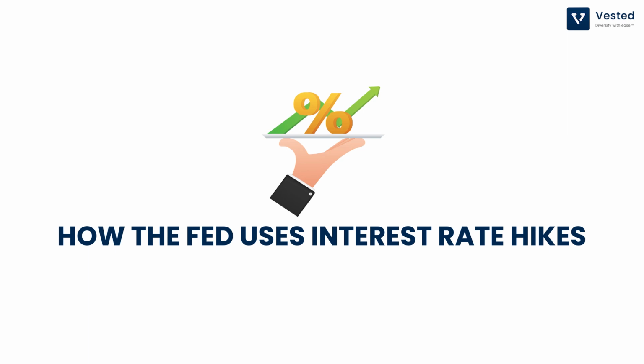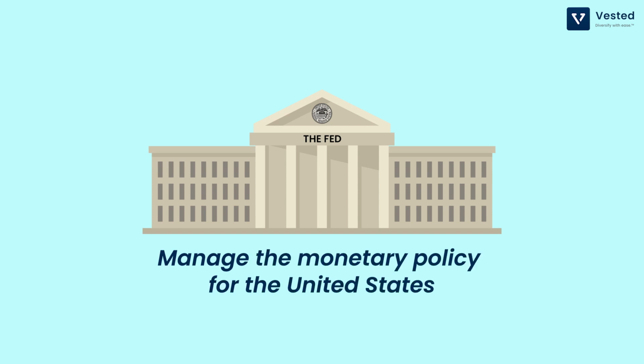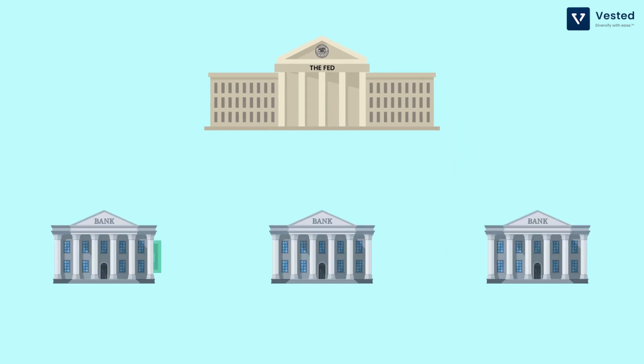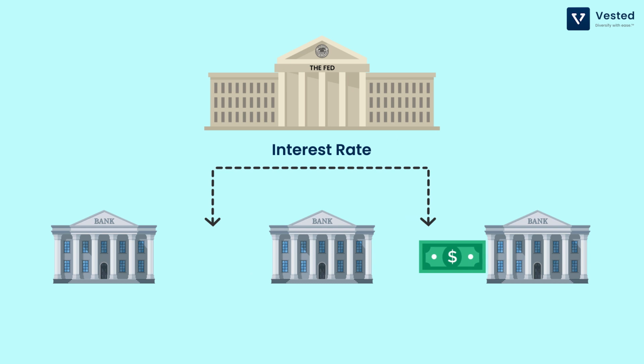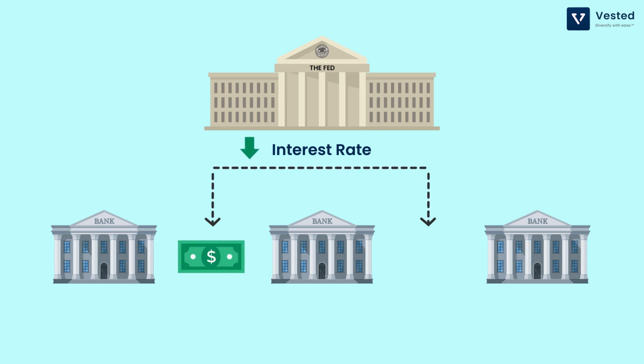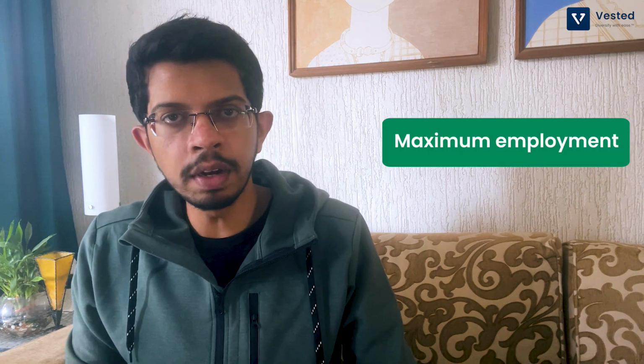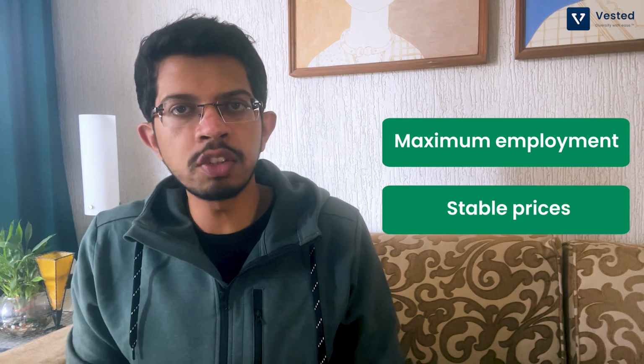First, let's understand how the Fed uses interest rate hikes. The Fed's main job is to manage the monetary policy for the United States, which means controlling the supply of money in the economy. And interest rates are a tool that the Fed uses to control this money supply. Interest rate hikes are used by the Federal Reserve to decrease the supply of money in the economy, while lowering interest rates has pretty much the opposite impact. What does the Fed achieve by managing this kind of monetary policy? There are basically 2 goals that they have. The first is to ensure maximum employment for the citizens of the US, and second is to ensure stable prices, which is also referred to as low inflation.